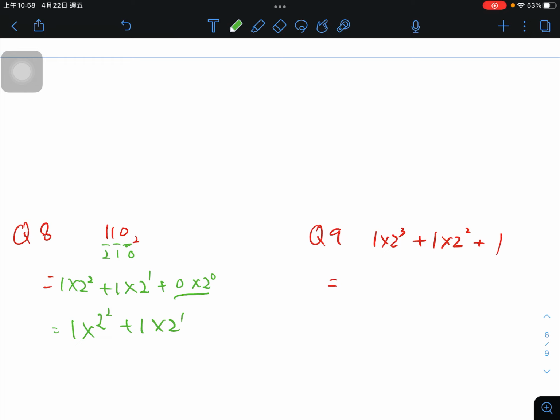Just the same as the decimal number, you should be careful. Our power should start from 3 back to 0. Here something is missing. Plus 0 times 2 to the power 1 plus 1 times 2 to the power 0. So don't miss anything in between. Back to here, 1, 1, 0, 1 base 2. This is the final answer. Some students are very careless. They will miss something in the middle, just like this term.